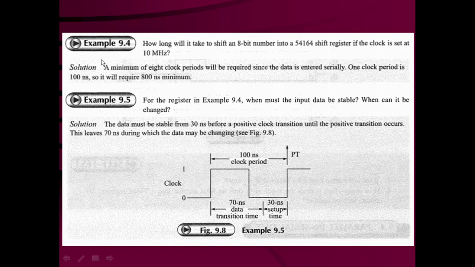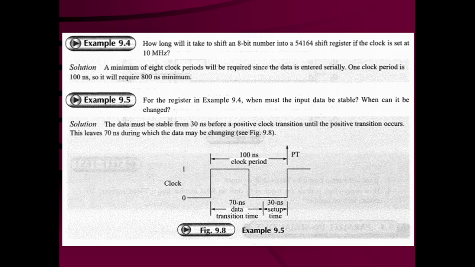Now regarding this, there is one example also. This is example 9.4. How long will it take to shift an 8-bit number into the 54164 shift register if the clock is set at 10 megahertz? On every clock pulse, a single data bit can be entered. That means, how many clock pulses are required to enter the 8-bit data? Because this is an 8-bit shift register.